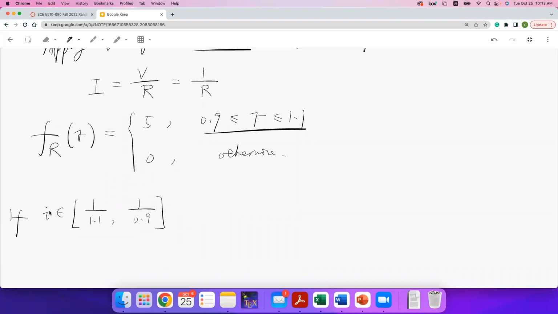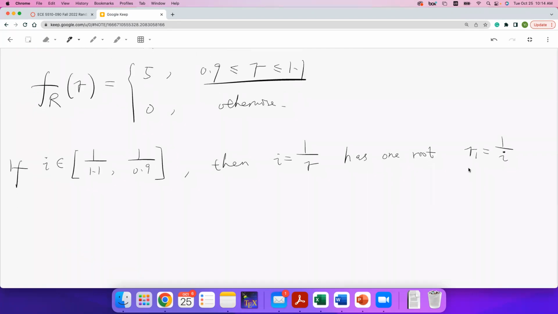So basically, if we consider the current within this interval, then this equation has one root. And the root is r equals 1 over i. And so this is the only root for this equation. So by the fundamental theorem, because we only have one root, right?